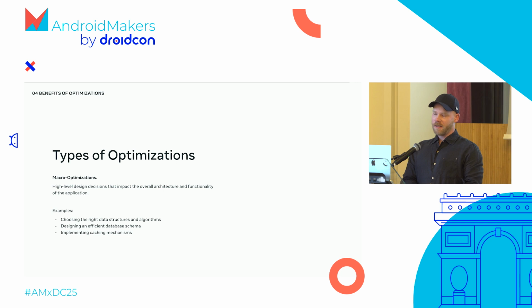So if we take a look at different types of optimizations, we'll take a look at micro-optimizations in a bit. I just want to get into the whole topic first. So let's figure out what macro-optimizations are, right? They could be, for example, high-level decisions about the design or the architecture and functionality of the application or the code base. That could be, for example, choosing the right data structures, the right algorithms, or the right data flow in your application. It could be an efficient database schema, or it could be caching mechanisms, for example.